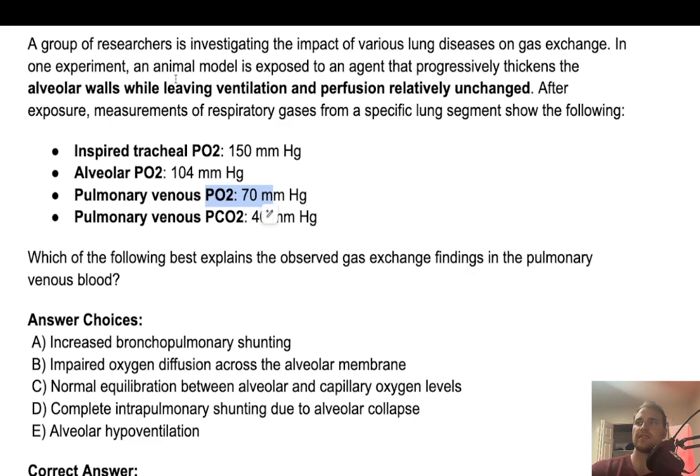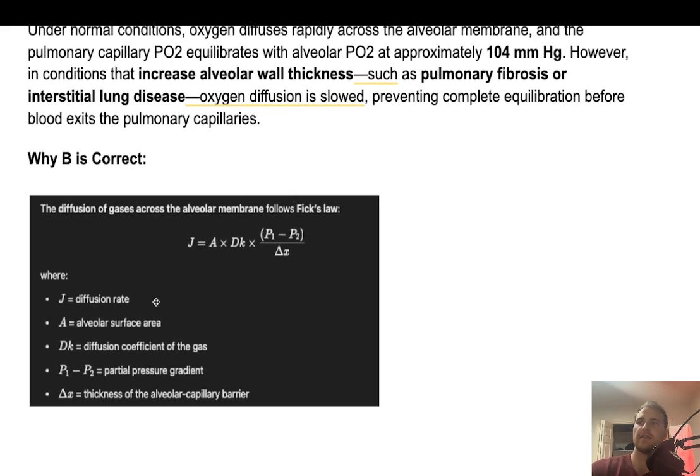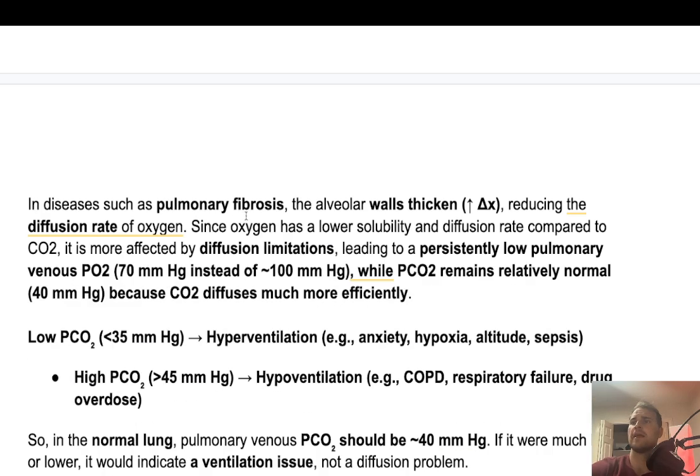It's going to be because of this thickening of the alveolar walls, which changes the diffusion constant. The diffusion rate is dependent on the alveolar surface area. So big surface area, big diffusion constant, big pressure gradient equals big diffusion, but big thickness equals low diffusion. That's the formula for Fick's law. So if we have pulmonary fibrosis or emphysema, then the alveolar walls are going to be thickened and the diffusion rate goes down.